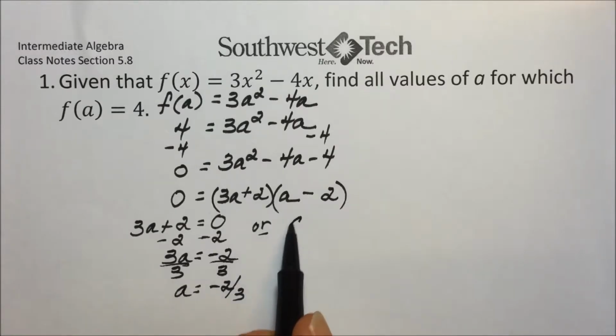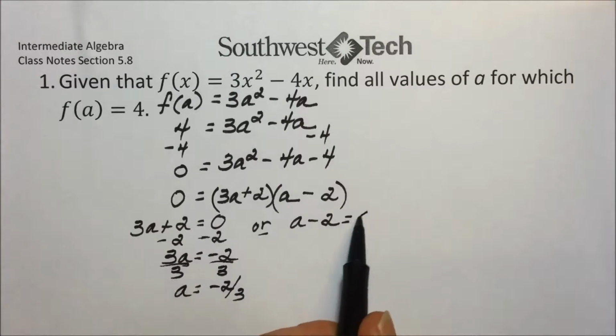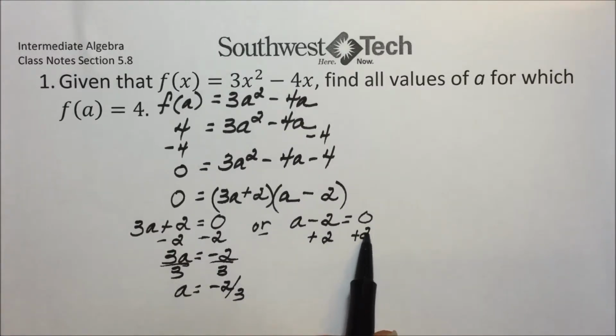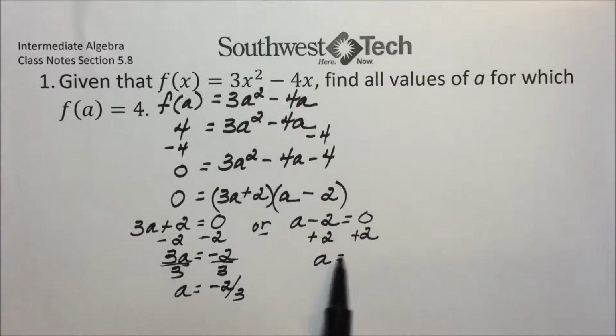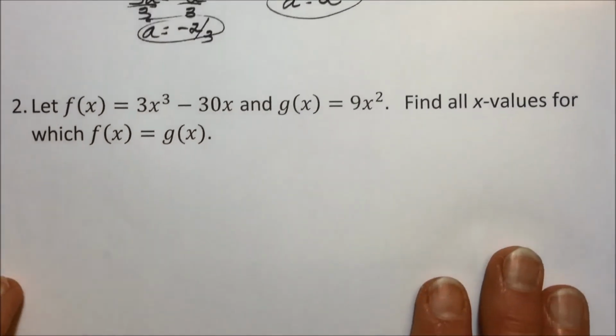Or our other solution comes from the fact that this factor could equal 0. And solving for the value of a that arrives at that is when a has a value of 2. So our solution for this problem is negative 2/3 and 2.